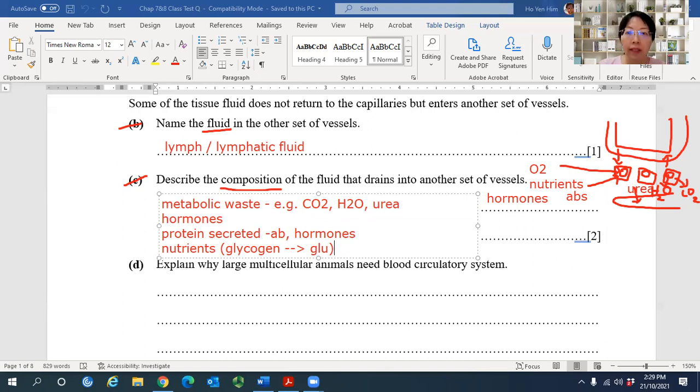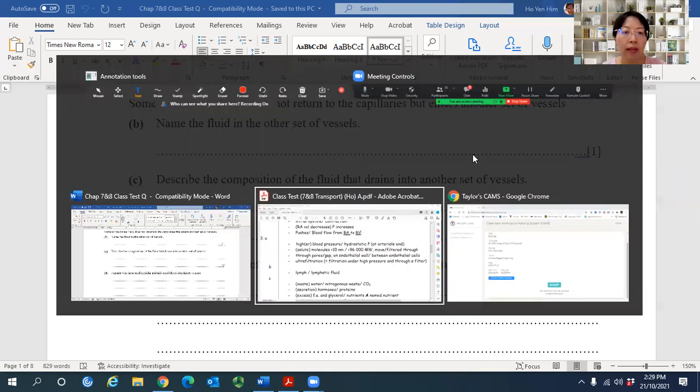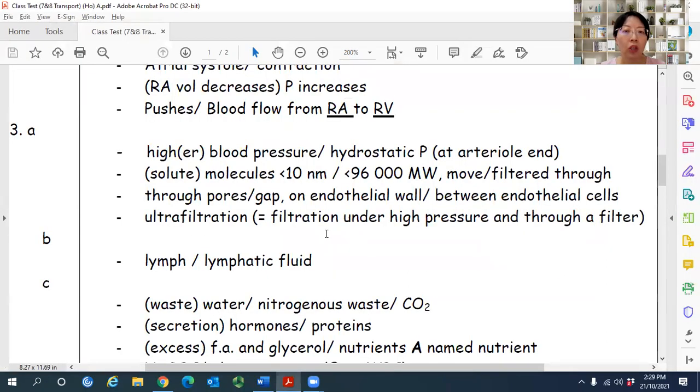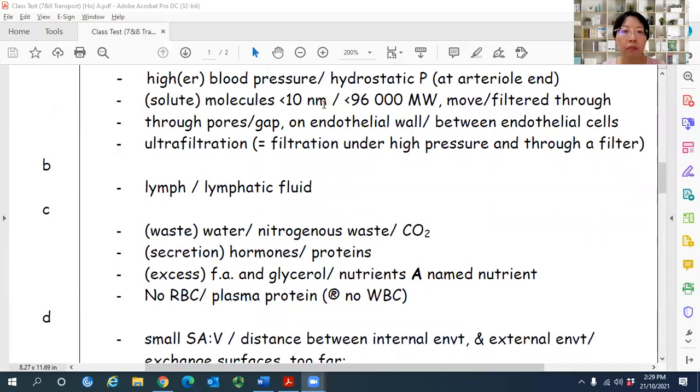Okay, so let's look at how to give the marks. Let's look at the marking scheme. Metabolic waste is 1 mark. So you have the waste, water, nitrogenous waste, CO2, for 1 mark. Any useful substances secreted by the cell, hormones, proteins, where the protein is an antibody, for example.